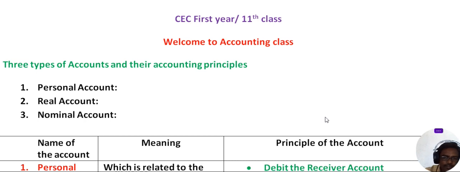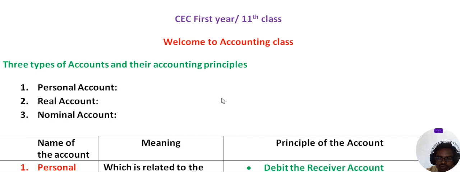They are namely personal account, real account, nominal account. Here, if you understand these three accounts and their principles, then only you can understand the entire accounting process and accounting subject. If you are unable to understand these three types of accounts and their principles, it is very difficult to understand the accounting process and accountancy. So my advice is that you must carefully understand these three types of accounts and their principles.